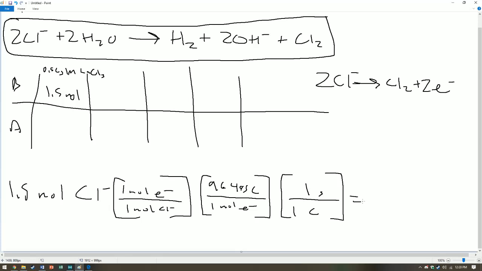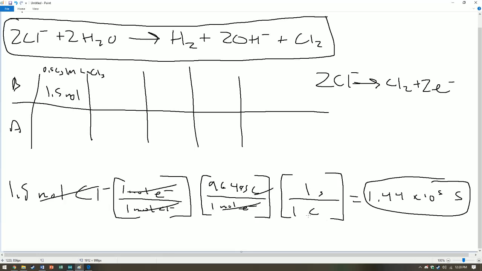So 1.5 times 96485. The answer is it should take about 144,000 seconds, so about 1.4 times 10 to the 5 seconds. And that's our answer. And we can check to make sure that our units work out. So mole of chlorine is gone, mole of electron cancels, and coulombs cancel. And I intentionally wrote it in such a way, so I know an amp is a coulomb per second, such that our units canceled.